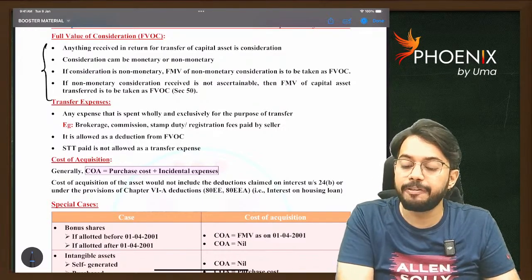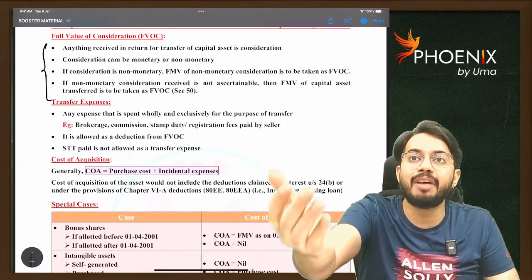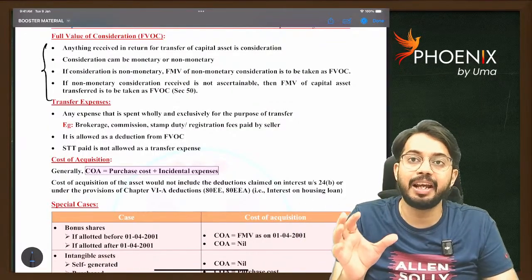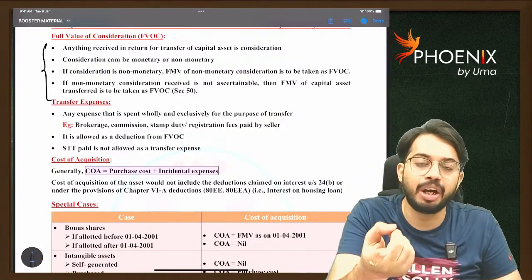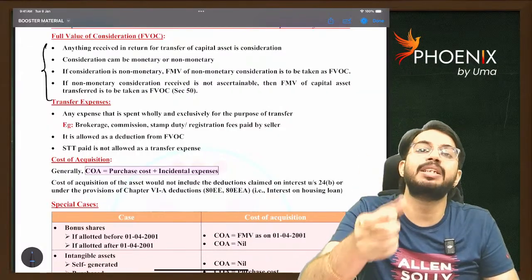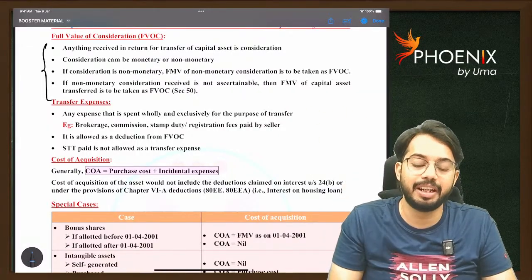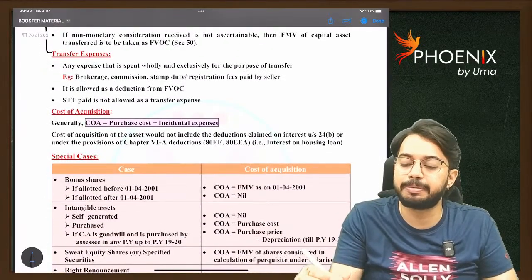Second point, if the non-monetary consideration is not ascertainable, in that case, the fair market value of the capital asset that you have transferred will be taken as full value of consideration. Is it clear?